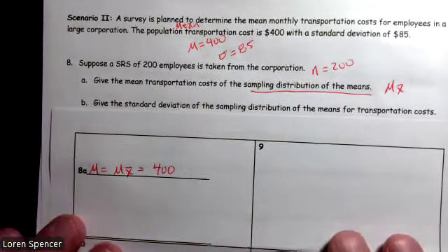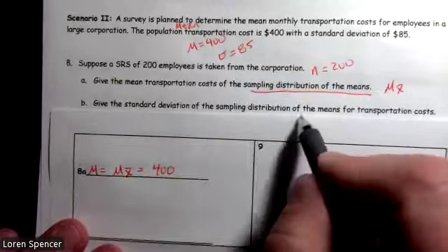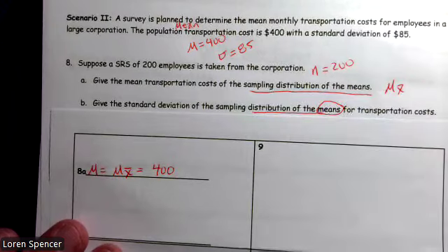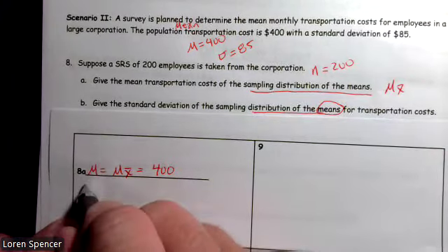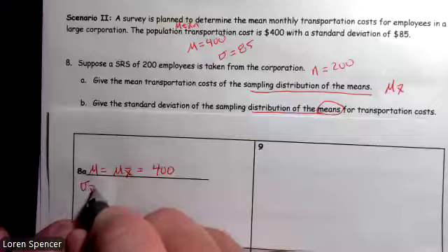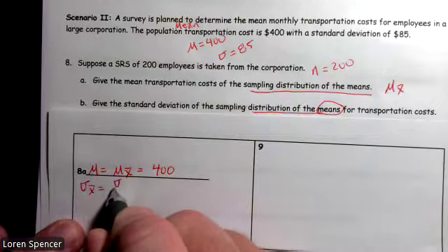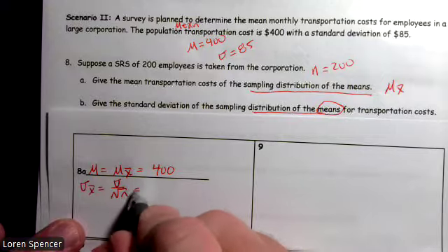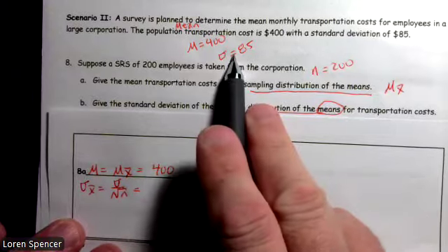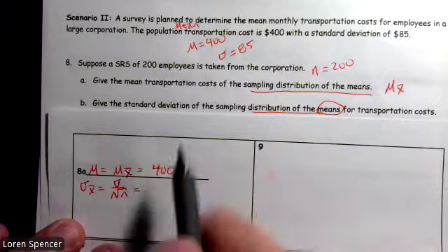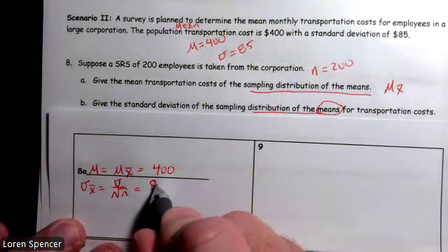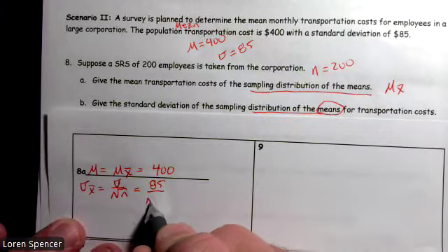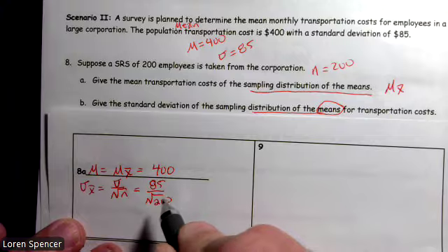The next thing, give the standard deviation of the sampling distribution of the means. This is not of the population, but this is of the means. So that means we're going to have to use the standard deviation of X bar, which is the standard deviation of the population divided by the square root of n, which in our case, the standard deviation was 85. And our sample size is the square root of 200.